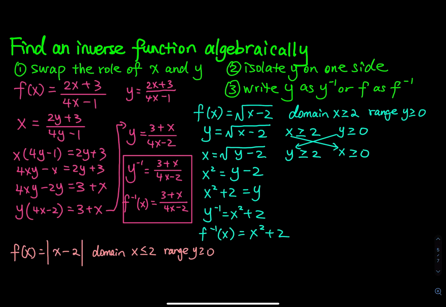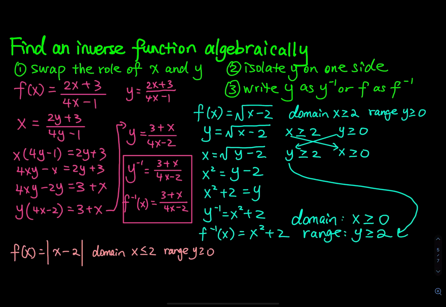And then what about the domain and range? So now you just find the domain and range of f inverse. So now the domain is x greater than or equal to 0, and then the range is y greater than or equal to 0. I mean greater than or equal to 2. Does that make sense? So the range is here, right? y greater than or equal to 2, and then the domain is right over there.